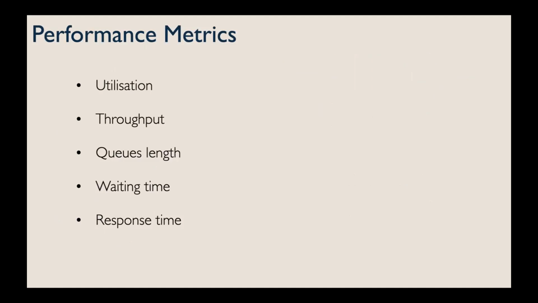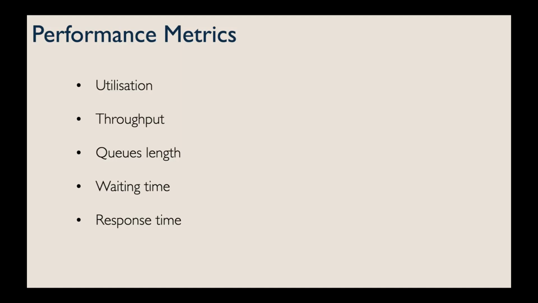metrics. Utilization is the fraction of time a server is busy serving jobs, and it denotes how efficiently servers are being used. Throughput is the rate at which customers complete service and exit the queuing system. Usually a higher throughput means we are having better performance from the system. Then we usually study queue length, which is the average number of customers we have waiting in the buffer. And finally, we usually study waiting time and response time.